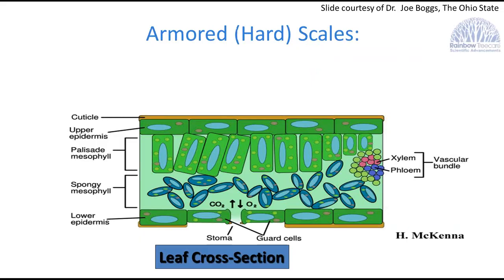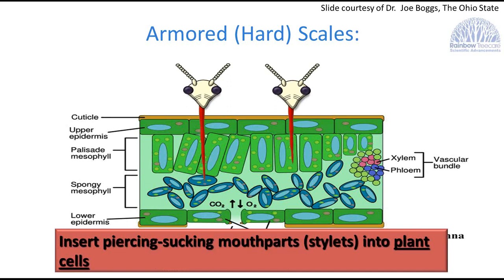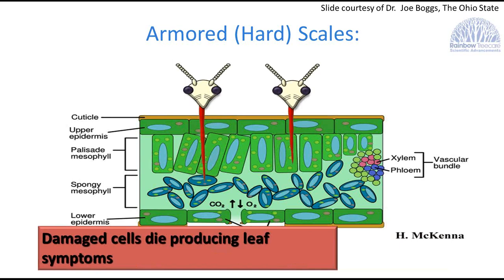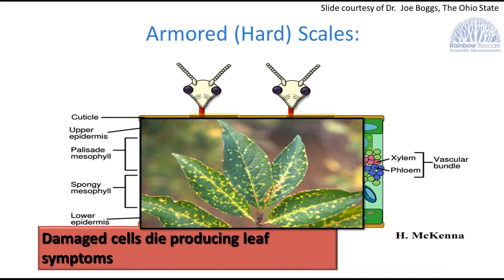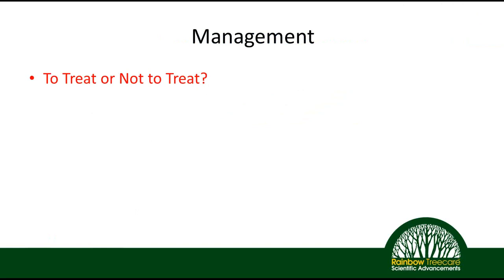Now, armored scales feed in a little bit of a different way. There are our armored scales. This is the leaf cross section over here. Instead of hitting the phloem and xylem bundle, the vascular bundle, directly, they insert the piercing, sucking mouth parts directly into the plant cells, sucking them dry, which will actually damage the cell and produce full leaf symptoms and cause that stippling effect, as you can see over here. So if you see that type of damage, armored scales or hard scales may be one of the major culprits. However, scales are pretty tiny insects and sometimes don't cause the damage that people attribute to them.